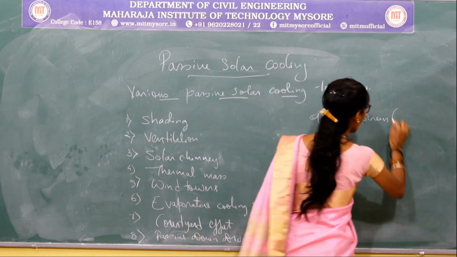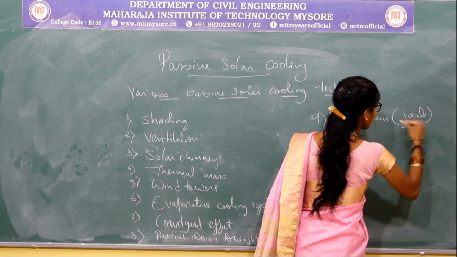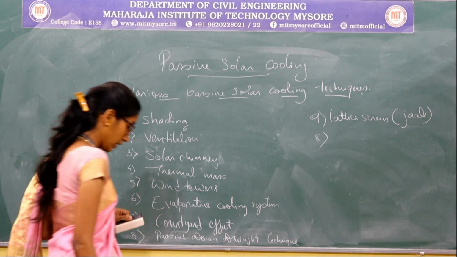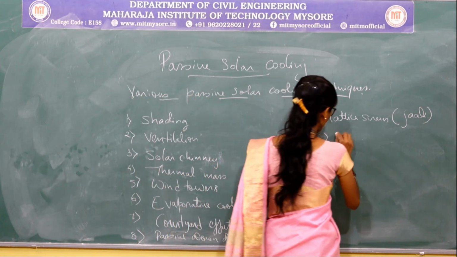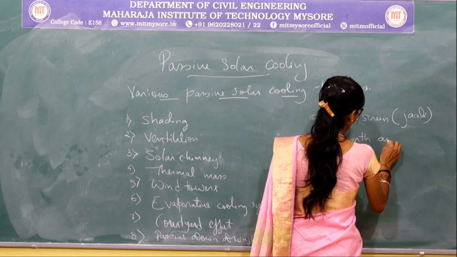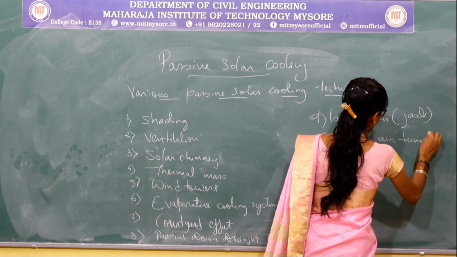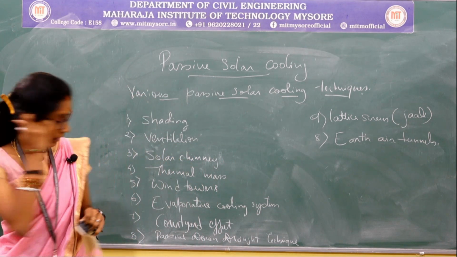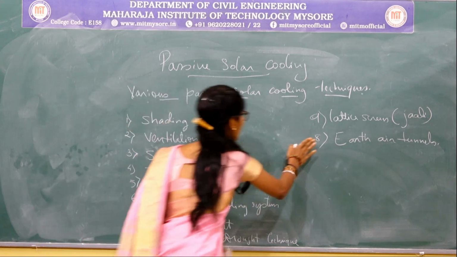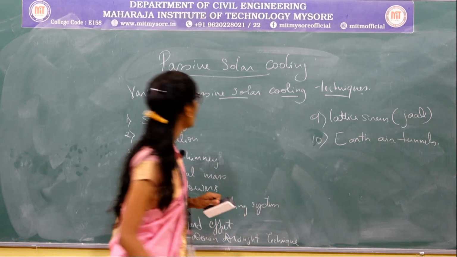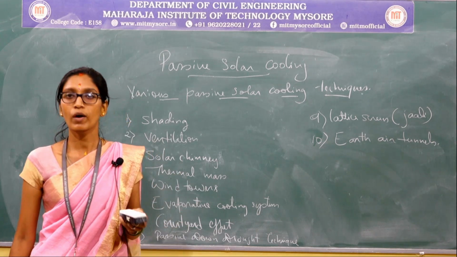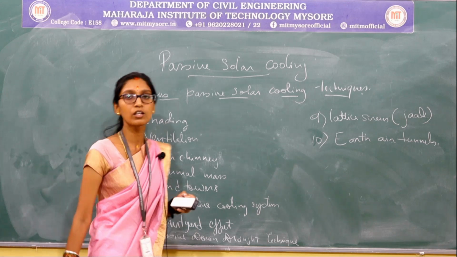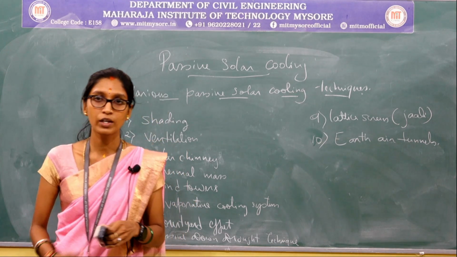Or they are even called jali. And the last technique is the earth air tunnels. So these are the major techniques that are being utilized in order to cool a system passively, where we are not going to utilize any mechanical devices or electrical devices in order to cool a system, right?